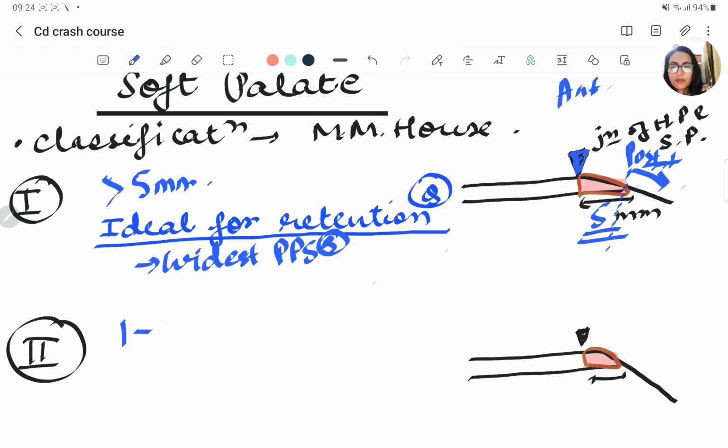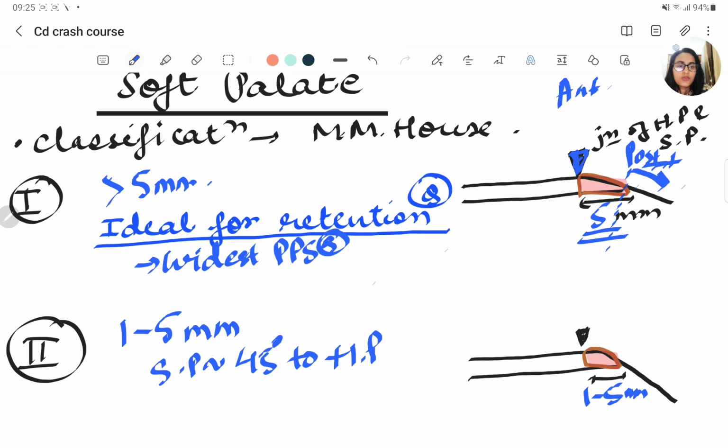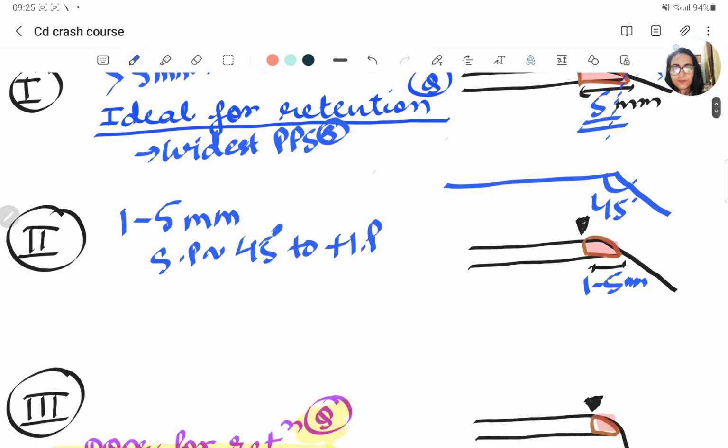Second one, we have the area present between 1 to 5 millimeters. So the first one is more than 5 millimeters, the second one is between 1 to 5 millimeters. And you can see the angulation of the soft palate is somewhere around 45 degrees to the hard palate. So this is the hard palate, then the soft palate is going to be 45 degrees for class 2.